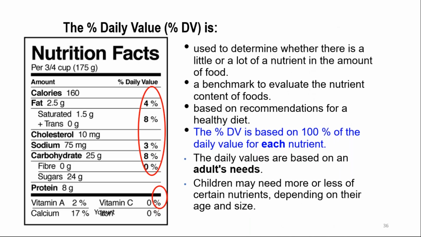So the percent daily value, as I said, is a benchmark to evaluate the nutrient content of food. It is based on each and every country's RDA values, recommended values, and it also depends on the nature of the individual, the gender of the individual. So the percent DV is based on 100% of the daily value for each nutrient.